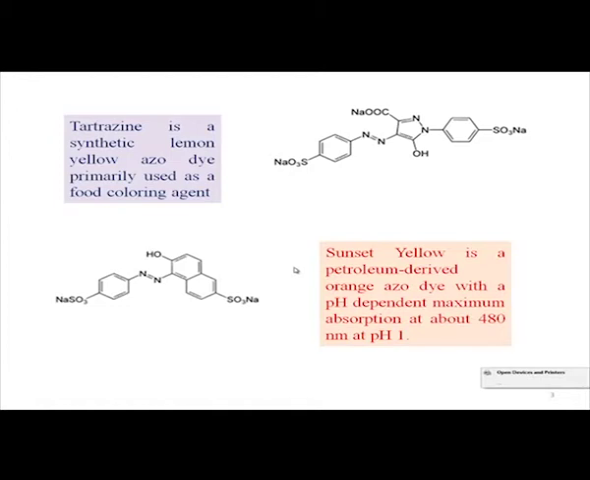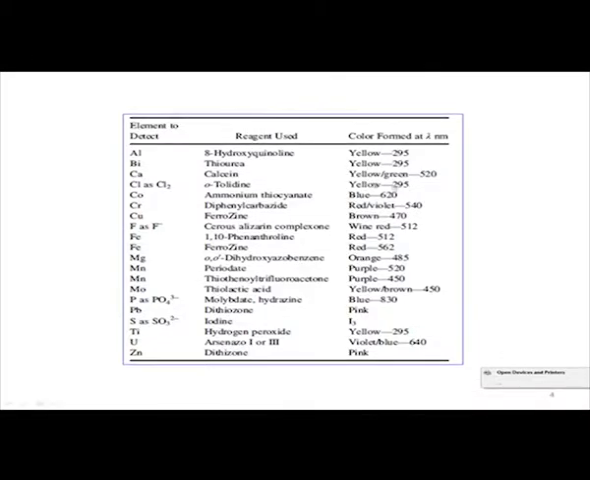So, we defined the chromophore and how we utilize this particular chromophore to detect a particular color in this fashion. This is a very big list, a very exhaustive list, and why we are talking about this list is that what we have discussed just now is the determination of iron.